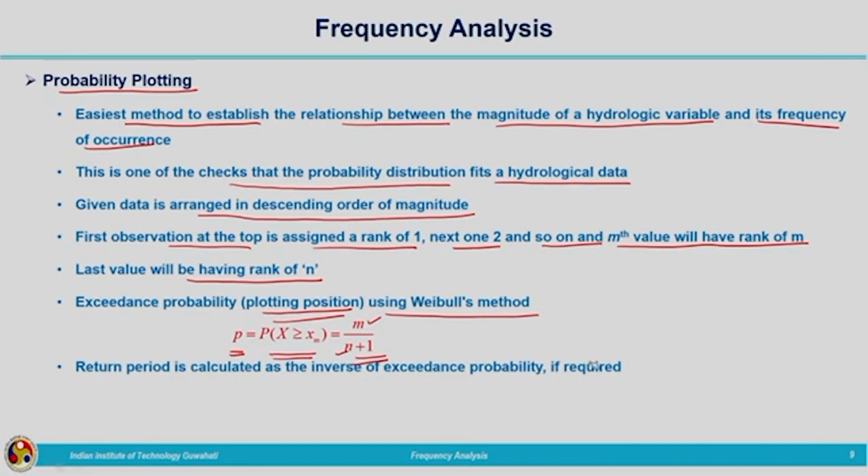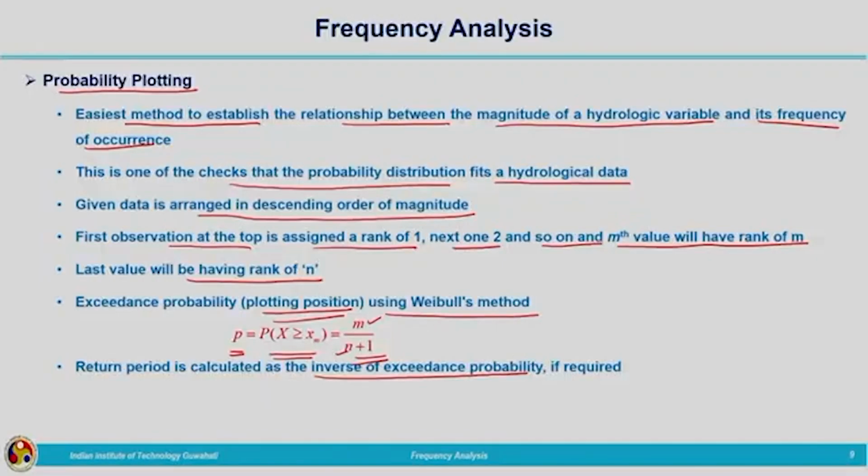Once exceedance probability p is calculated, the return period can be calculated as the inverse of exceedance probability, that we have already seen. Return period is nothing but the inverse of the exceedance probability, 1 by p. So, p can be calculated by using Weibull's formula, and 1 by p will give us the value corresponding to the return period. Now, after this, what will we do? We will plot the graph.